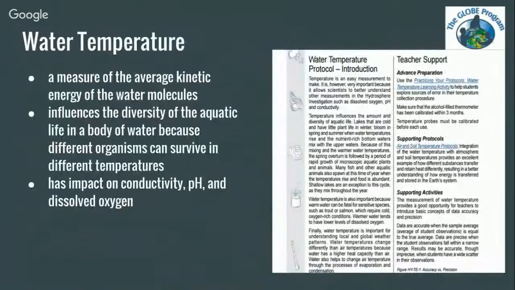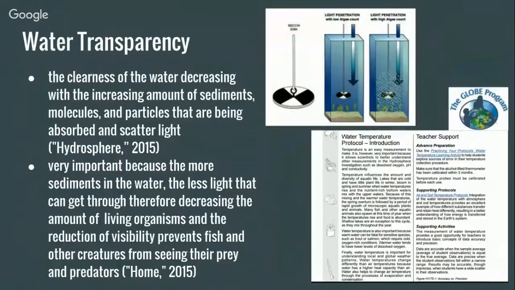Water temperature influences the diversity of the aquatic life of a body of water because different organisms can survive different temperatures. Water transparency measures the clarity of the water, which is important because the clearer the water, the more sunlight can reach all plant life, even at the bottom of the stream. Water transparency was measured using a homemade transparency tube following GLOBE protocols.